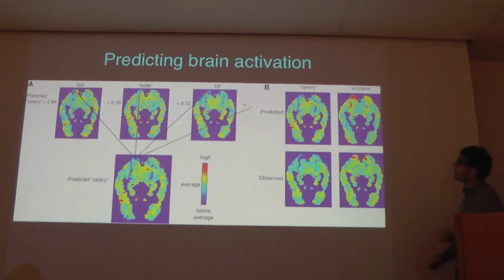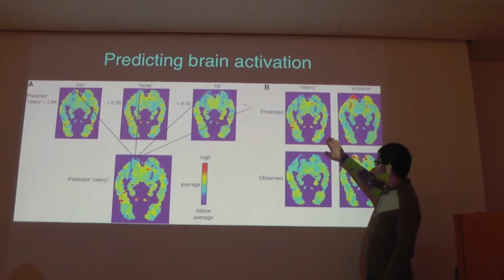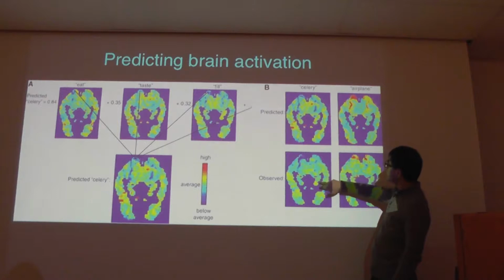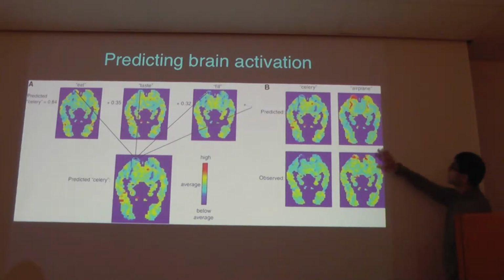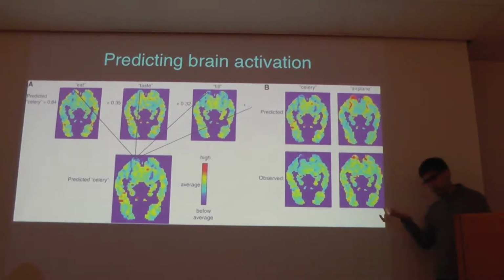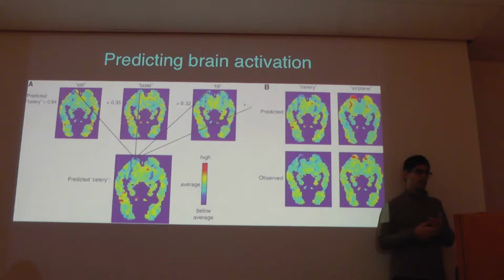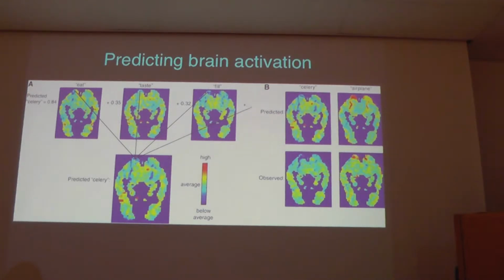So here's what the predicted activation for celery looks like, and here's what the observed one looks like, and it has a pretty similar overall structure. Here's one for aeroplane, and it has a pretty similar overall structure. So you might think, well, this is great. They've got 60 words, and we can present someone with any one of those 60 words, and look at their brain, and figure out which of those 60 words they were actually looking at, or thinking about. That would be pretty powerful.